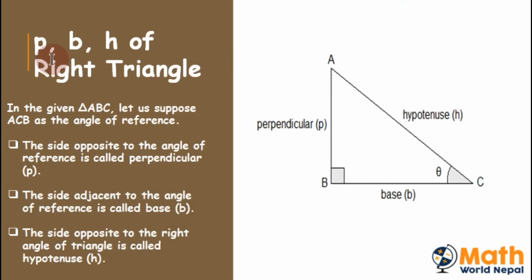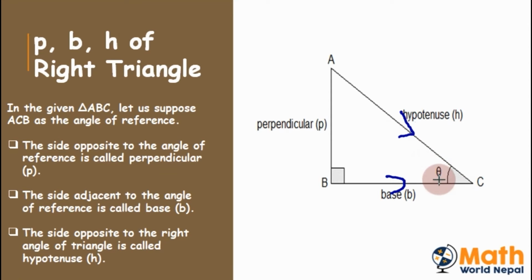Now we're going to talk about perpendicular, base and hypotenuse of a right angle triangle. Let us suppose a triangle ABC which is right angled at B and theta be its angle of reference. So what is angle of reference? The angle between two terminal arms of a triangle is called angle of reference. In the triangle ABC we can see that AC and BC are the two terminal arms of a triangle and theta is the angle between them. So theta is the angle of reference.